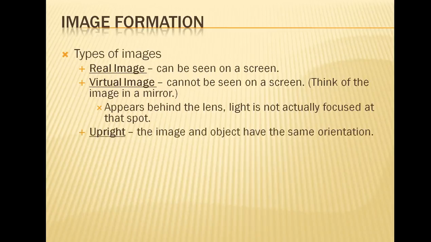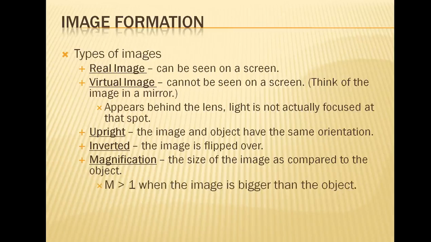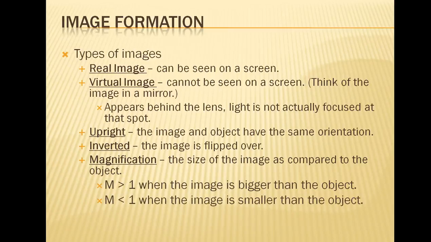Another way is to say it's either upright or inverted. That's pretty simple. And the last one is to describe its magnification. So you'll call it either enlarged or reduced. I didn't actually put those words on this slide, but you'll see those words used a lot. An image can be enlarged or reduced. Mathematically, we'll cover the mathematics later, but if you get a magnification greater than 1, then you know the object is enlarged. If it's less than 1, it's smaller.